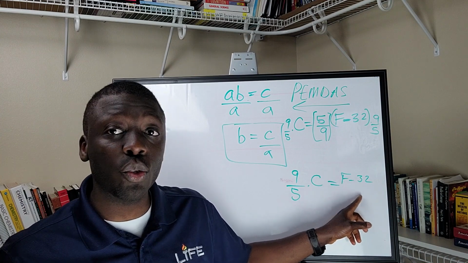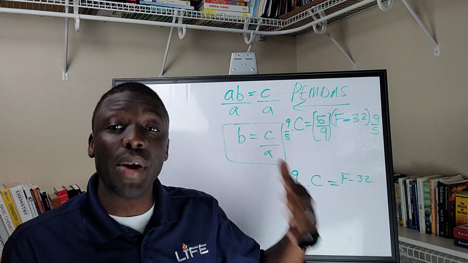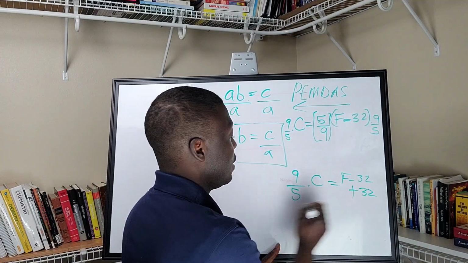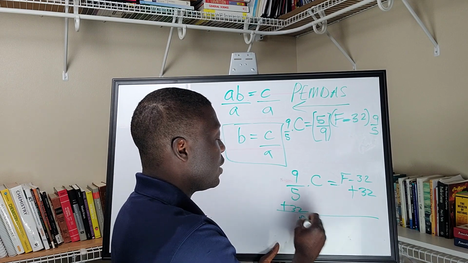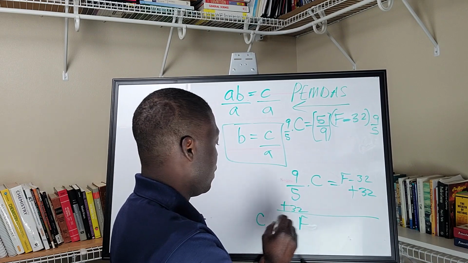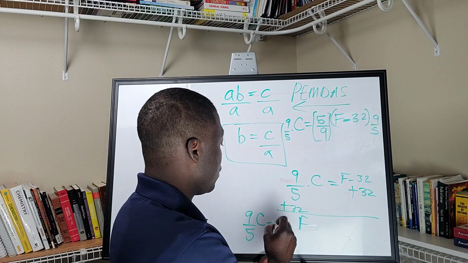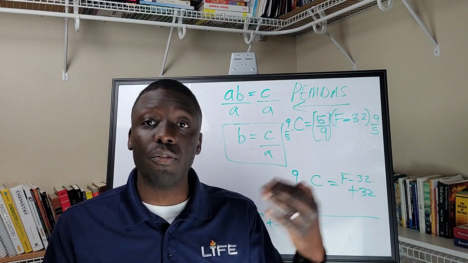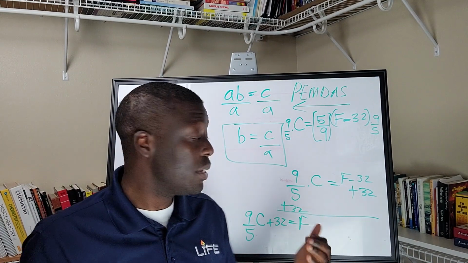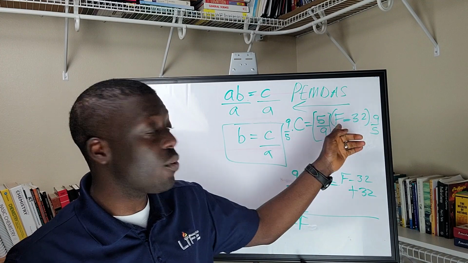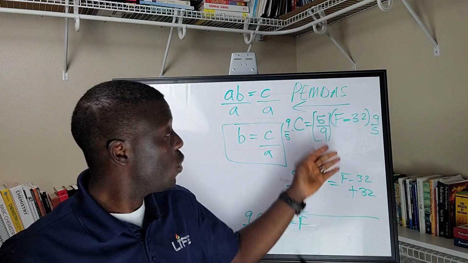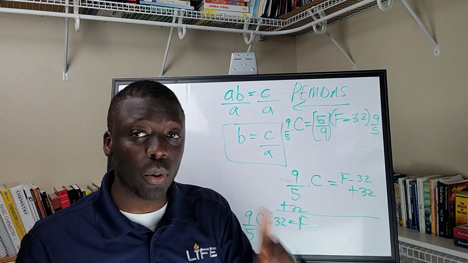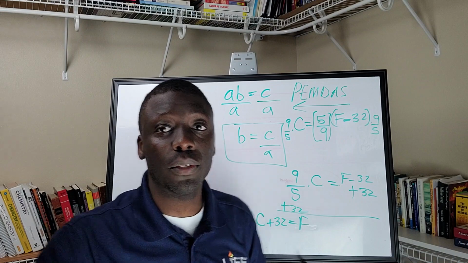So now I add 32 to both sides because the opposite operation of subtraction is addition. So the answer is 9 over 5 C plus 32 is equal to the degrees Fahrenheit. So that's how we work through to solve for the Fahrenheit. If we're asked to solve for Fahrenheit, in this case for temperature, we go ahead and multiply both sides by 9 over 5 first, and then we add 32 to both sides. So that's one way to solve equations.